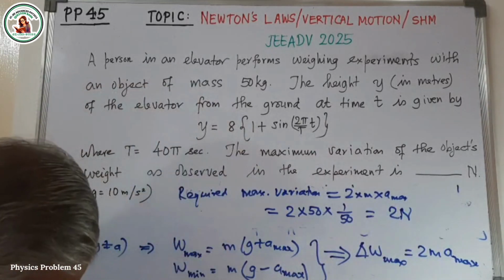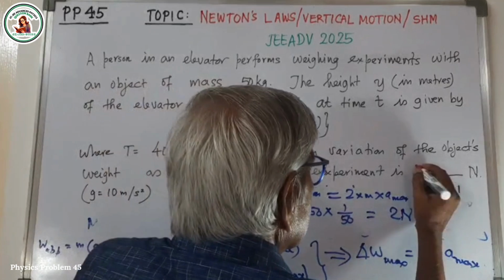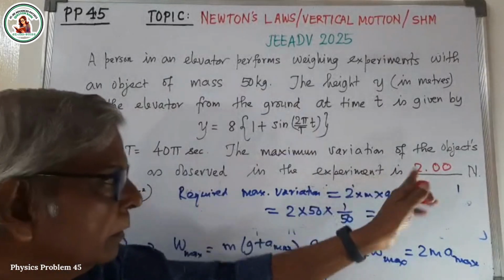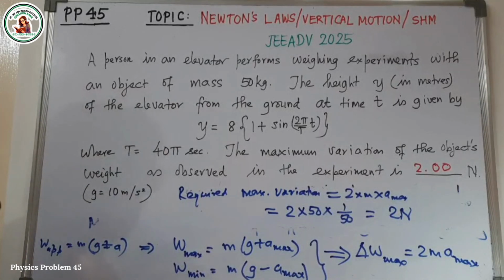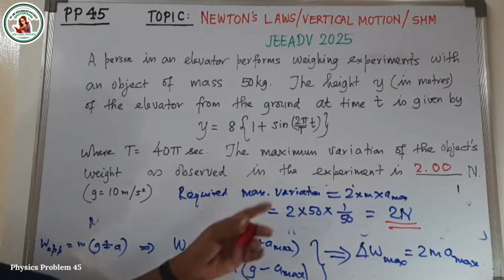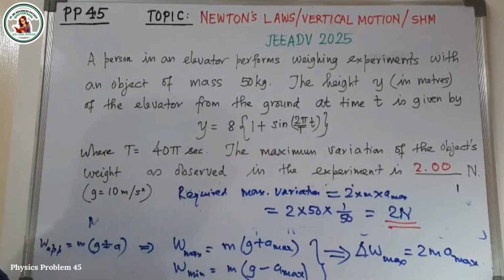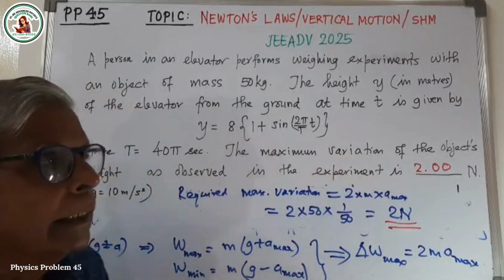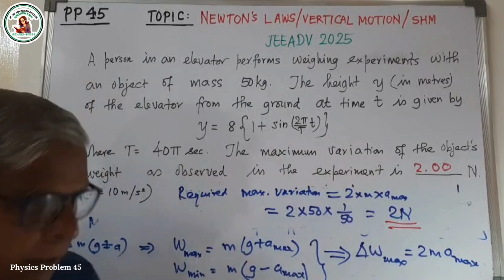When you write the answer, you have to express it to 2 decimal places, meaning 2.00. Even if you don't mark the zeros, it will be understood as 2 newtons. So it's just a numerical answer. Just like our previous question, once you remember this apparent weight formula, you can get the answer easily. I believe you understood the steps. Thank you.